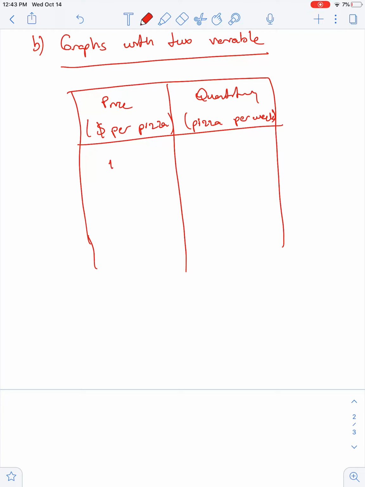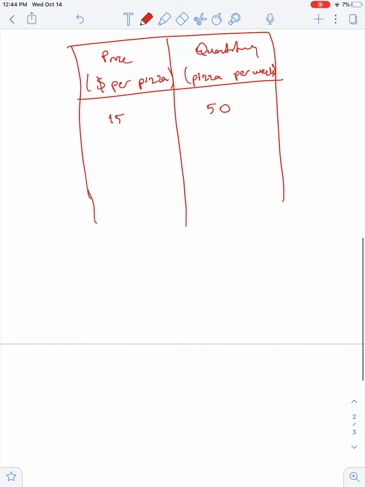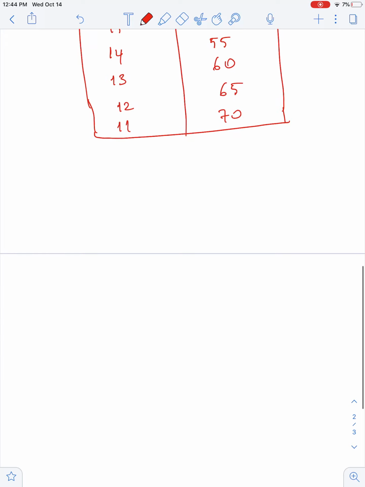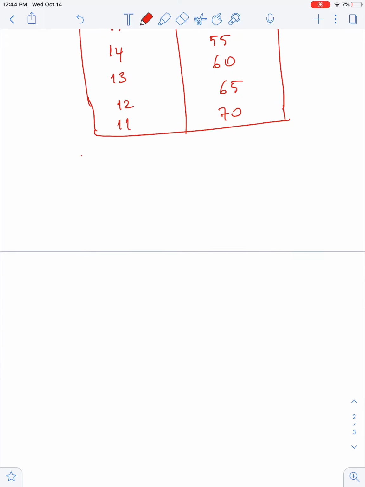If the price is 15, quantity demanded is 50. If the price is 14, quantity demanded is 55. If the price is 13, quantity demanded is 60. If the price is 12, quantity demanded is 65. If the price is 11, quantity demanded is 70. Actually, you are going to have a pair of points for each price and quantity, and then you are going to combine them. This is quantity demanded in one dimension, this is price. Don't forget to write the axis names.